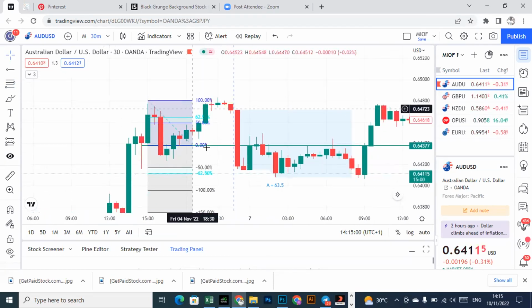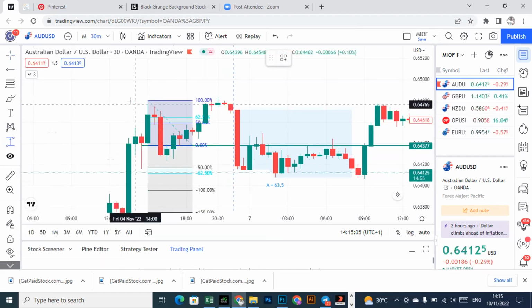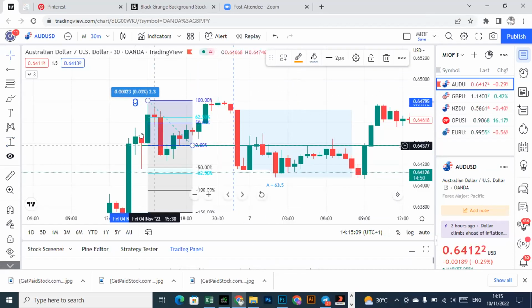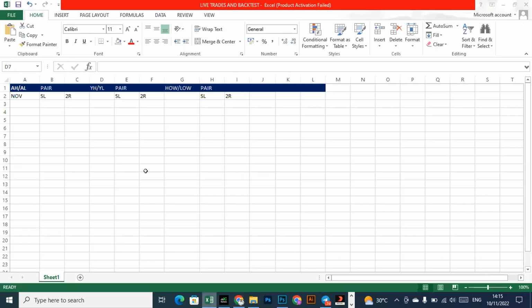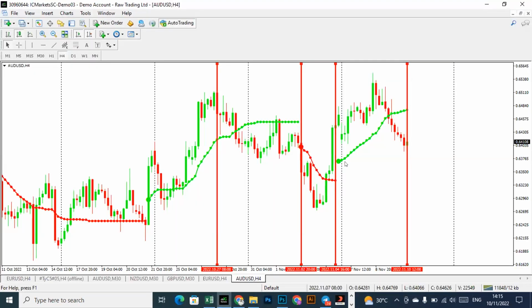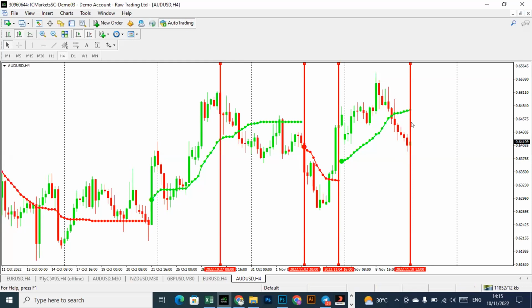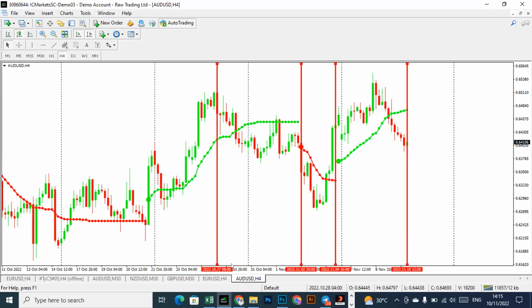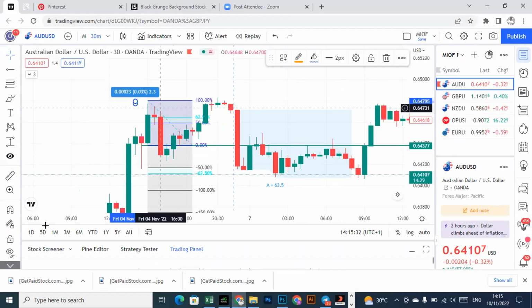So this would have been SN on this day. This would have been SN, right? So this is 4th of November. Okay, so let's check our bias. So 4th of November, yeah. From 5th till now, we are bullish, right? So let's be looking for buy setups.